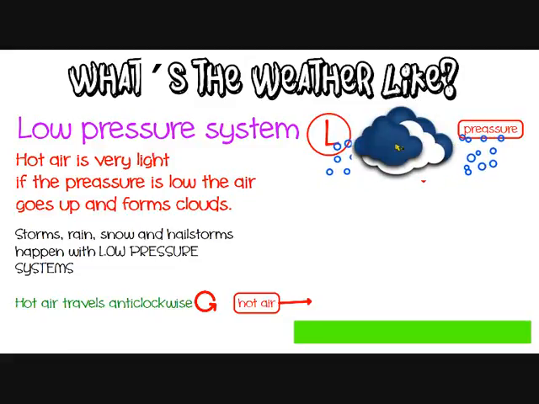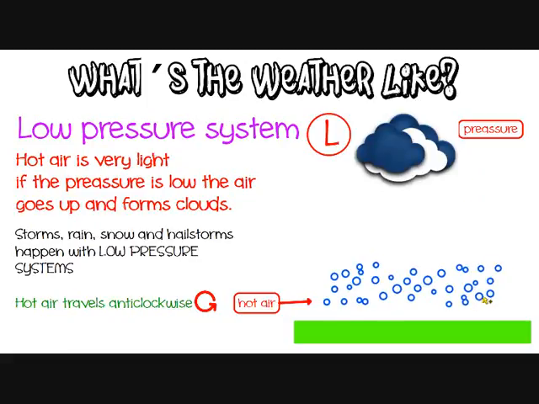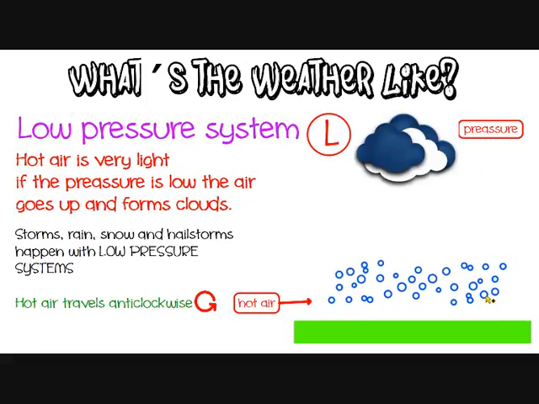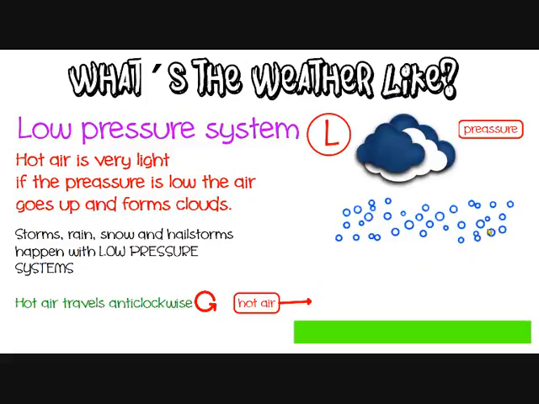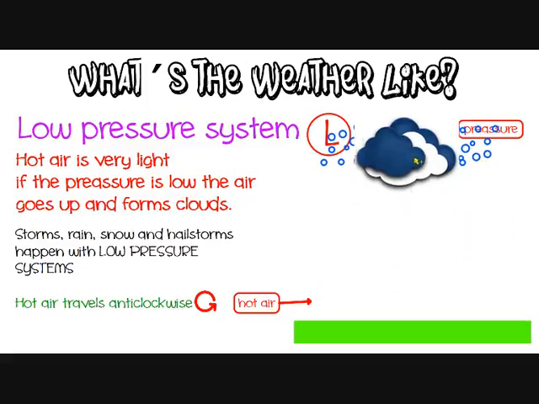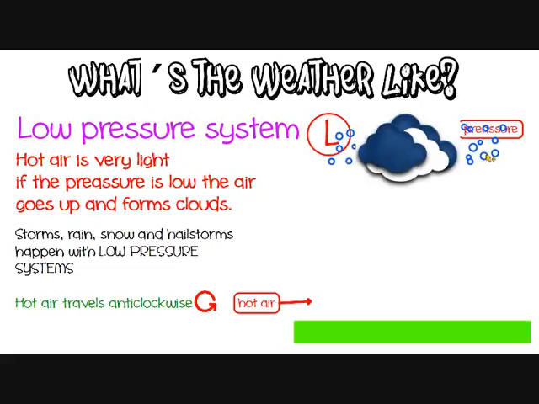and then all this hot air transforms into clouds. So storms, rain, snow, hailstorms happen with low pressure systems, because the hot air travels like this. Remember, the hot air moves anti-clockwise, so it will be like this: goes up, goes out, goes up, and then the clouds are formed with all this humidity in the atmosphere. Very good.